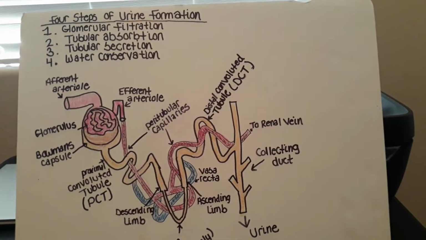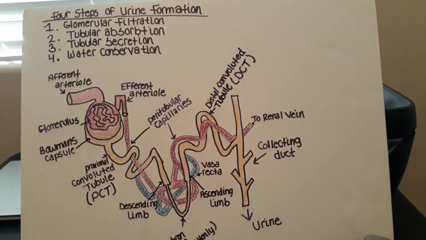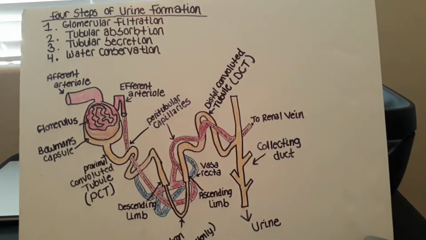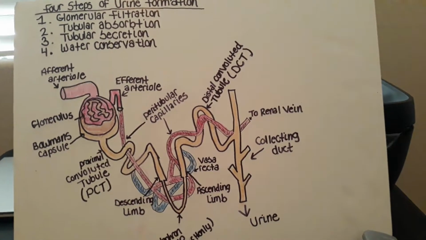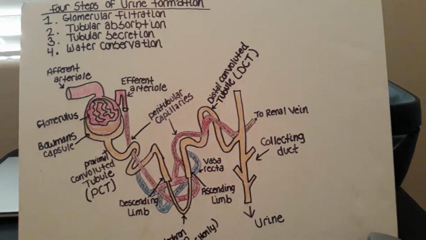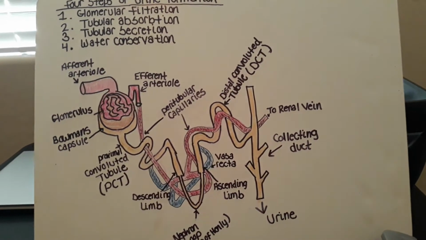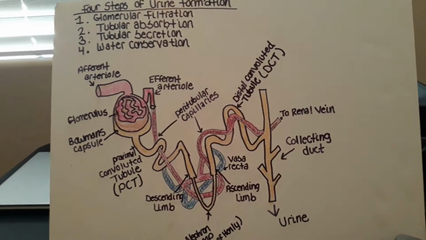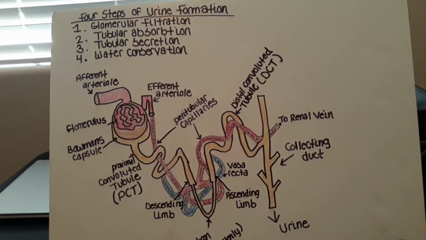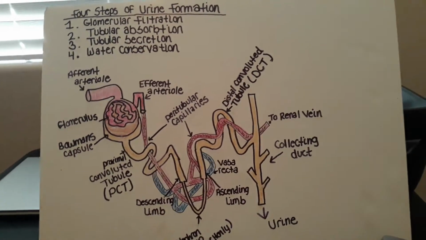Step 1 is glomerular filtration, which creates a plasma-like filtrate of the blood. The second step is tubular absorption, which removes useful solutes from the filtrate and returns them to the blood. The third is tubular secretion, which removes additional waste from the blood and adds them to filtrate. And the fourth step is water conservation, which removes water from the urine and returns it to the blood and concentrates the wastes.